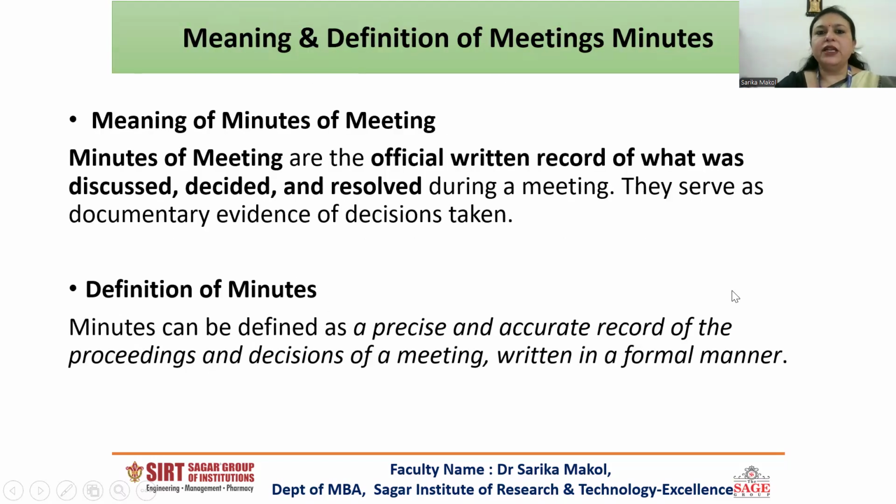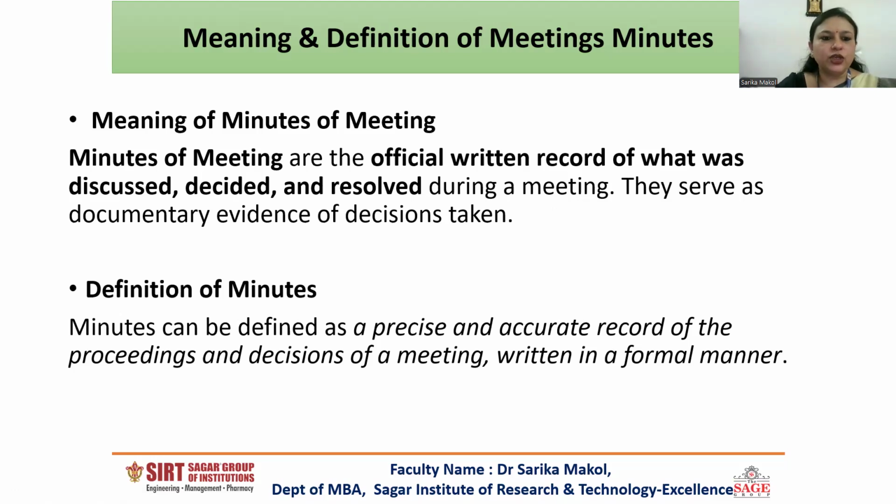Now comes the minutes of meeting, which is again a very important part while we are conducting meetings. What is this? Minutes of meeting are the official written record of what was discussed, decided, and resolved during a meeting. Whatever we have prepared in the list of agendas, the points which we discussed, and the decisions which we have taken in that meeting should also be recorded. That recorded record or proceedings is known as minutes of meeting.